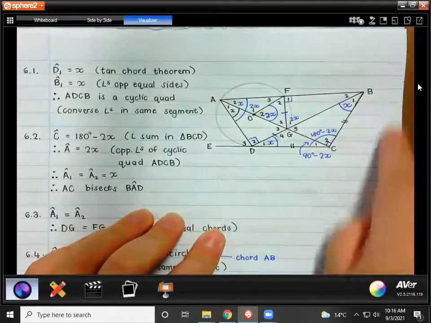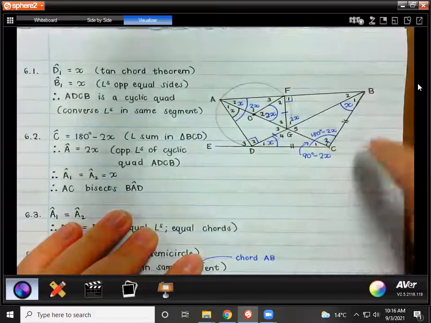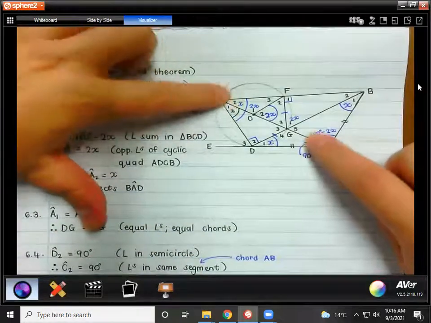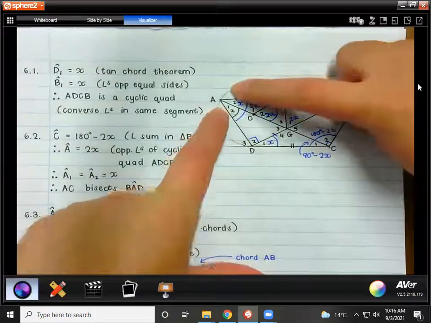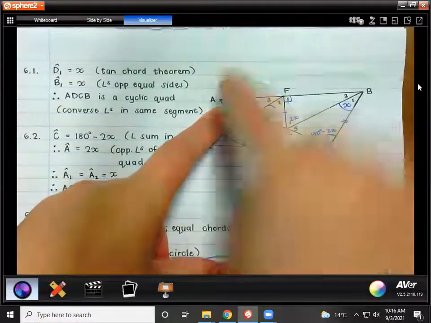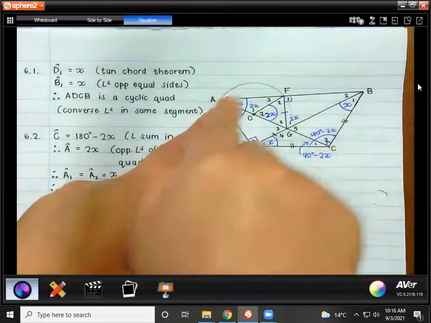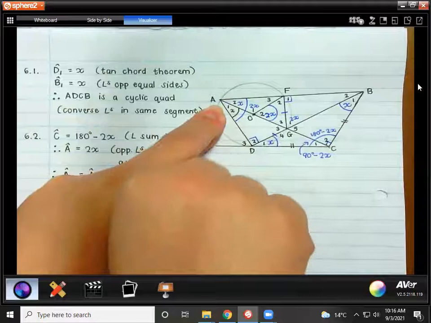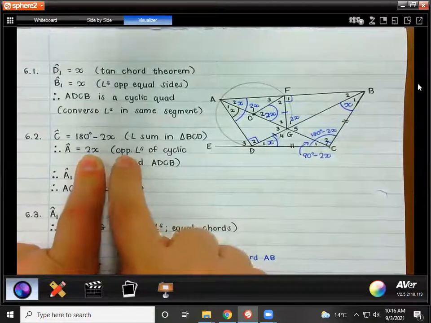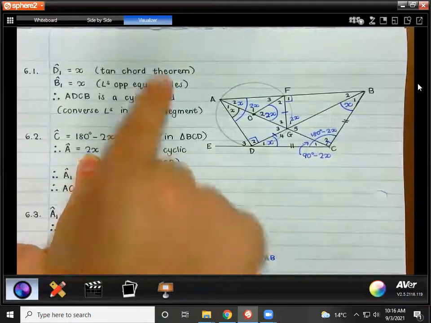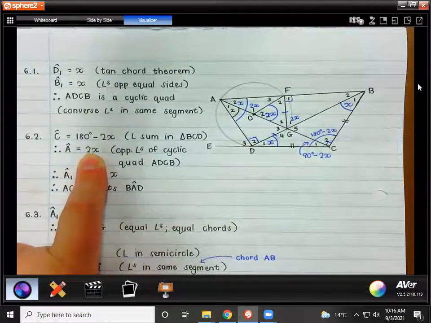Okay. This is a cyclic quad. Remember, even if you couldn't prove it, you must now use properties of a cyclic quad. So that means that angle C and angle A are opposite angles of the cyclic quad. So if that is 180 minus 2X, that one has to be 2X because of opposite angles of a cyclic quad. They have to add up to 180 degrees, and 180 minus 2X plus 2X is 180. So that is how I got that A is 2X. The whole angle A is 2X because of opposite angles of cyclic quad ADCB. Even if you couldn't prove it here, you can use the fact that it's a cyclic quad in 6.2. They told you that it is.